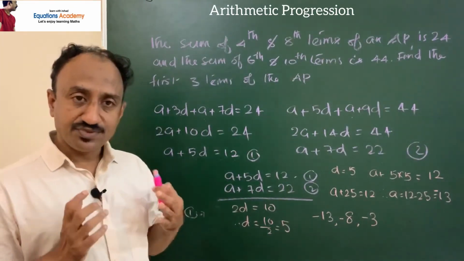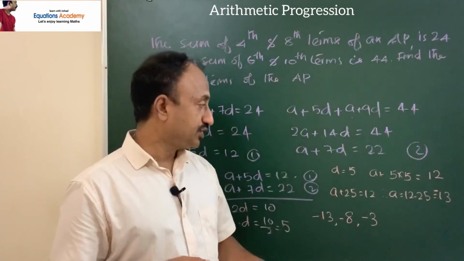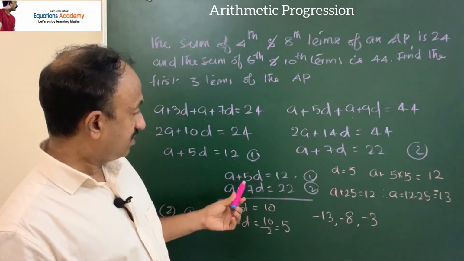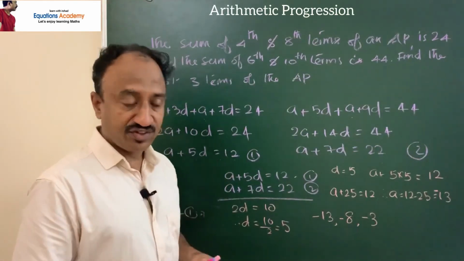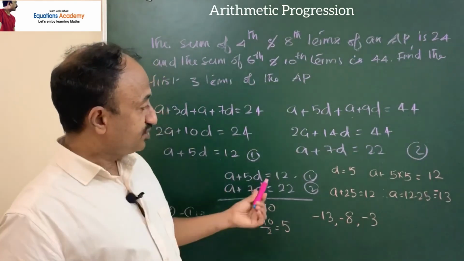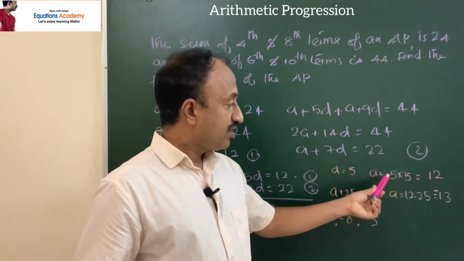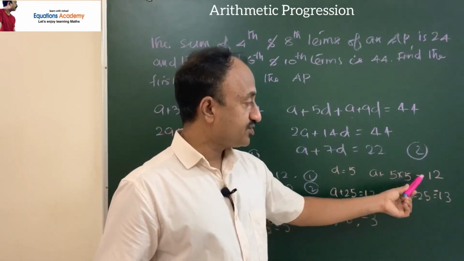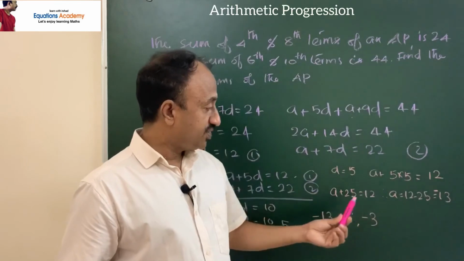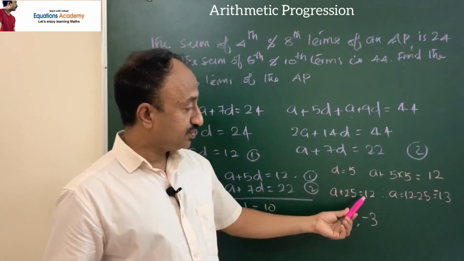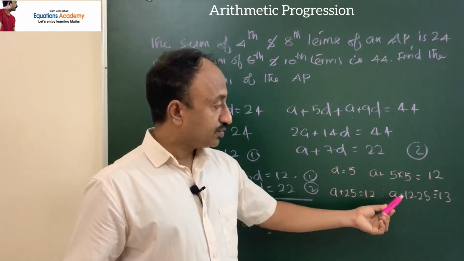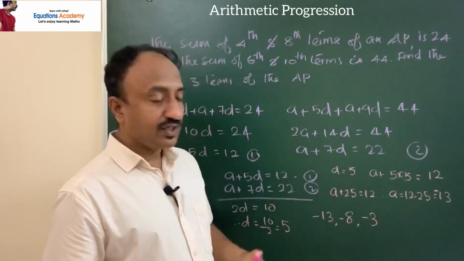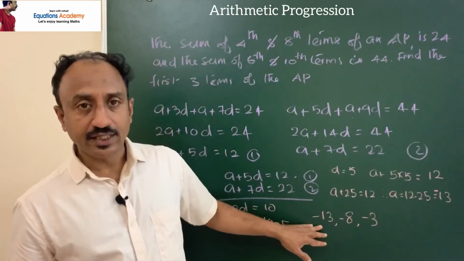Now substitute the value of d, d equal to 5, in any of the equations. So a plus 5d is equal to 12. So a plus 5 into the value of d, which is 5, is 12. 5 into 5 is 25. So a plus 25 is equal to 12. Therefore a equal to 12 minus 25, which is minus 13. So we got the first term as minus 13.